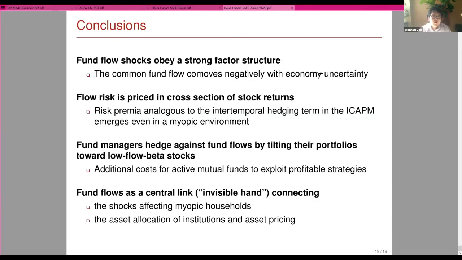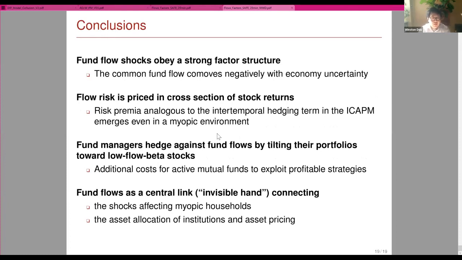Okay, so let me conclude. In this paper, we show first that fund flow shocks obey a strong factor structure. And then we show that this common component of fund flows is priced in the cross-sectional stock returns. A risk premium analogous to the ICAPM intertemporal hedging term emerges even in the myopic environment.